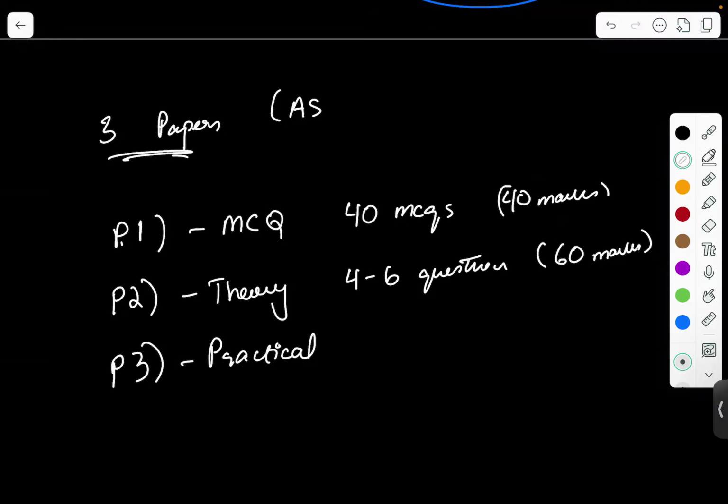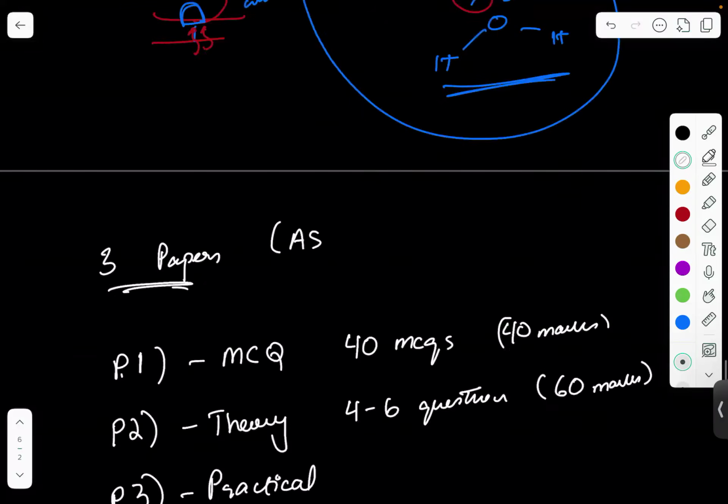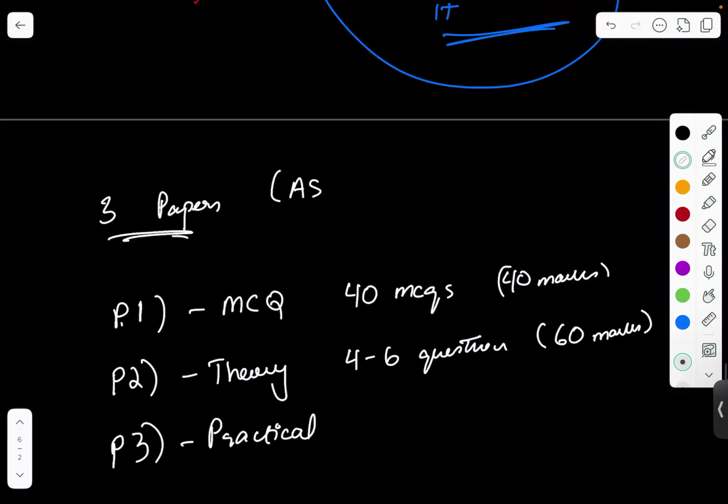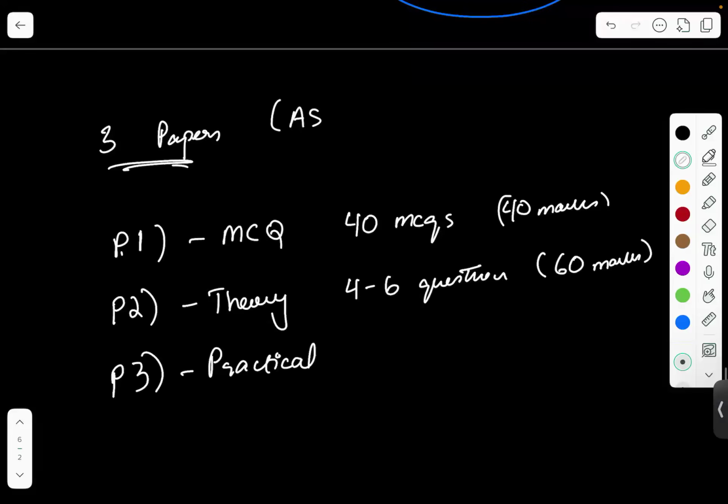But that will make so much sense to you because you're understanding, at least the way I'm trying to build it, would be pristine, right? So there's three papers: paper one, paper two, paper three. Simple stuff, not really that complicated. It's literally the same pattern you've learned in O levels, right? You'll have 40 MCQs and you'll have 4 to 6 questions to write.